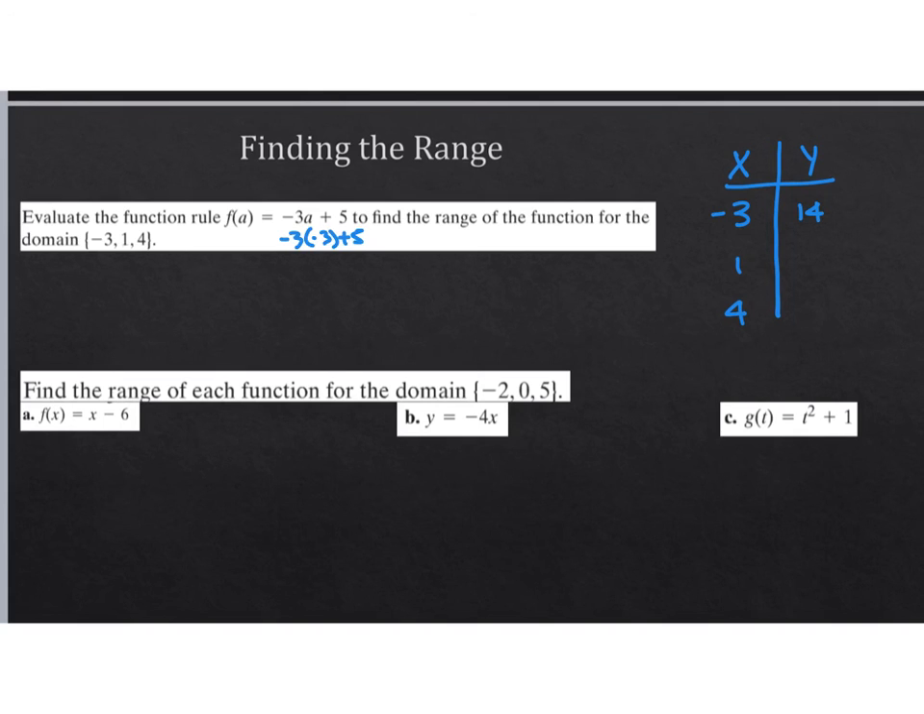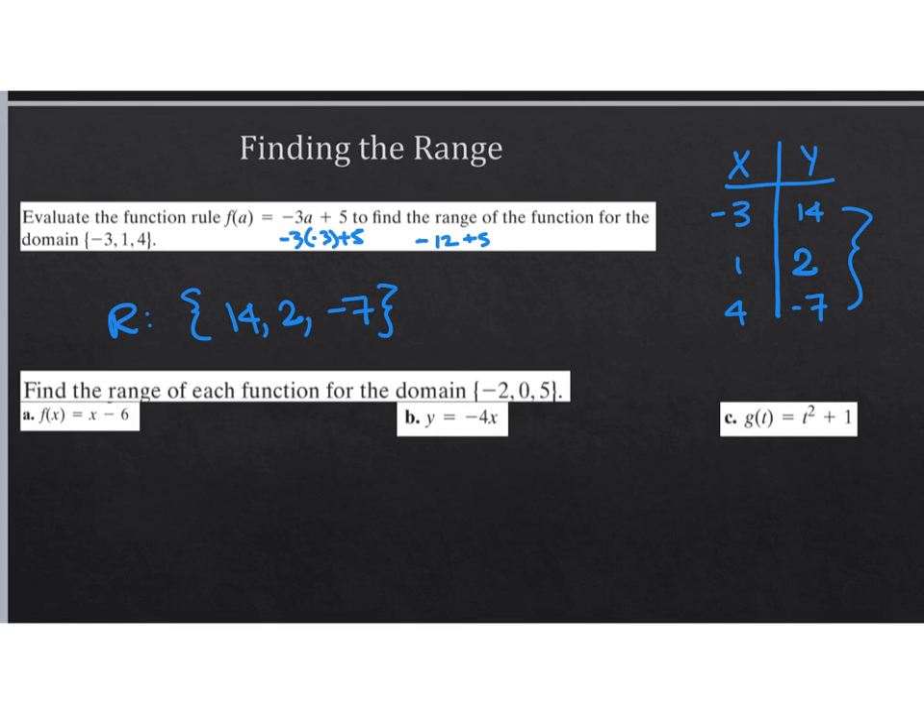If I plug a 1 in for a, I have negative 3 times 1, which is a negative 3 plus 5, or a positive 2. And if I plug in a 4, I have negative 3 times 4, which gives me a negative 12 plus 5, which would give me a negative 7. So my range is going to be just my y values, which I get from over here. So I end up with 14, 2, and negative 7.